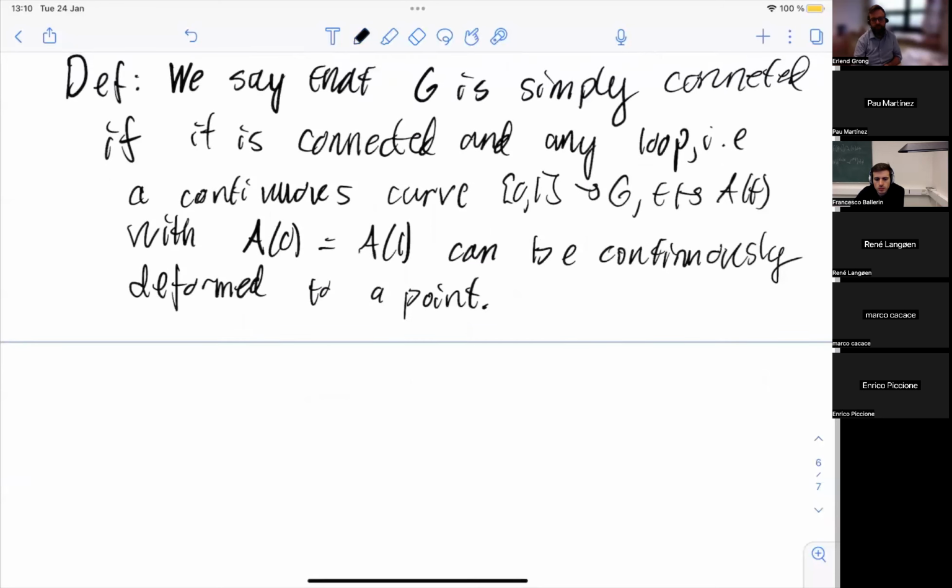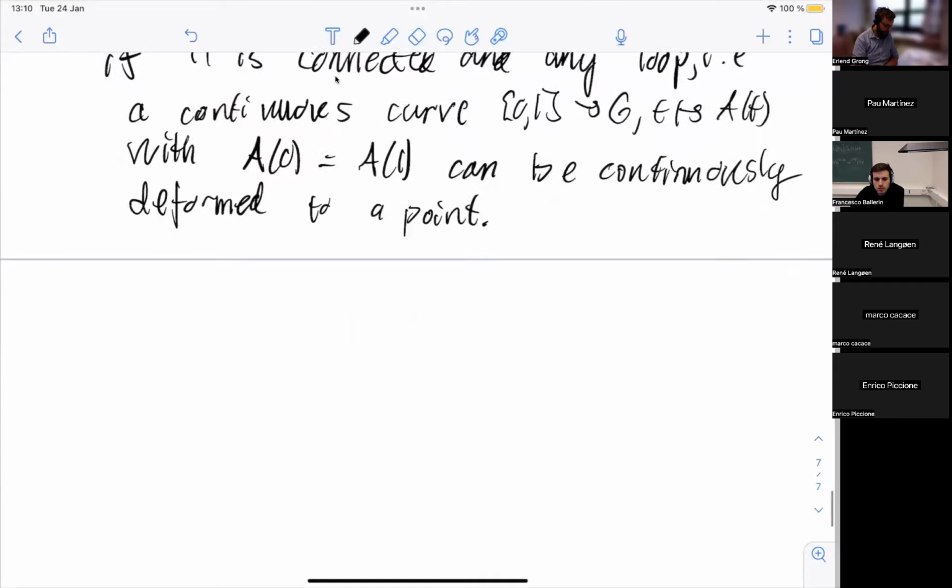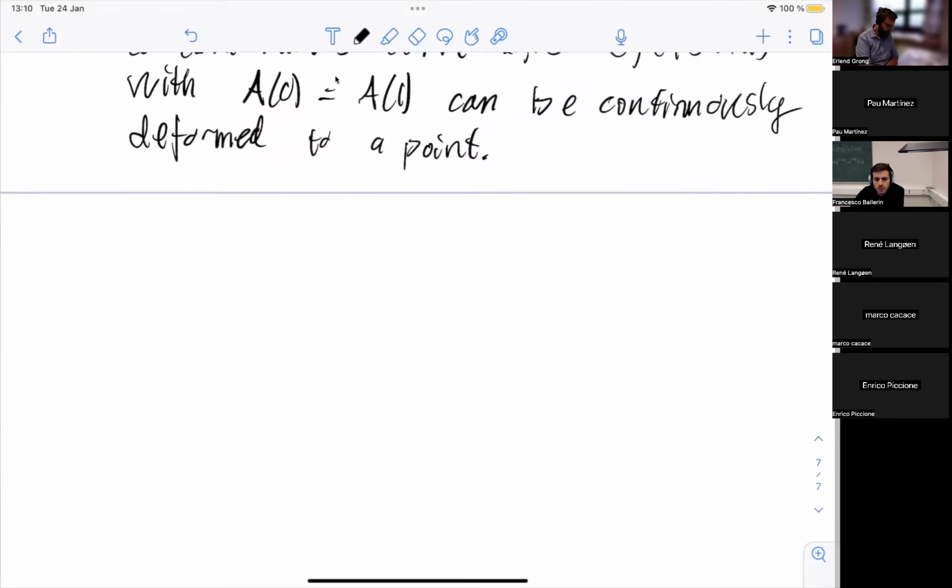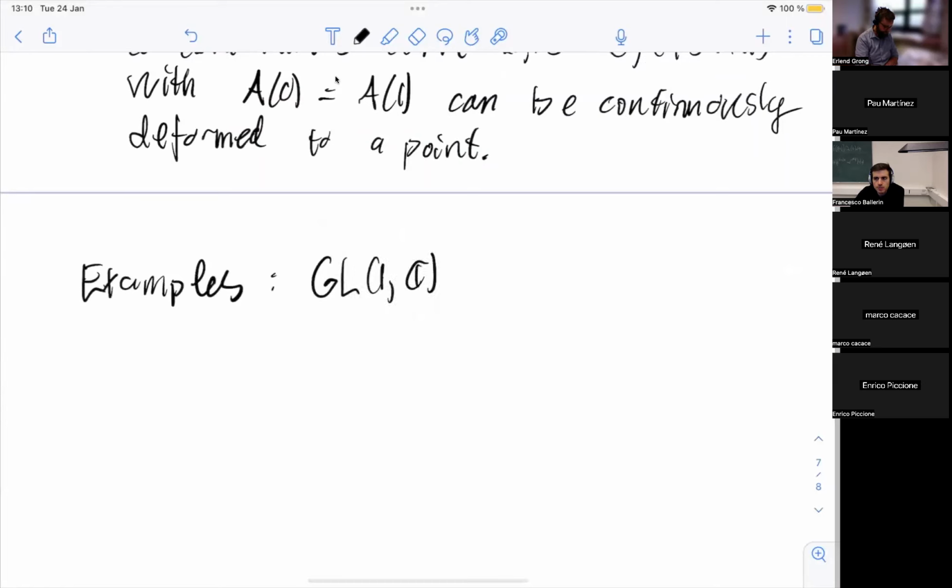So I put the formal definition in the appendix of the notes because it's a bit difficult. Okay, what do we actually mean by continuous deformations and so forth? But let's look at some examples. So if we again look at GL1C, that is not simply connected.